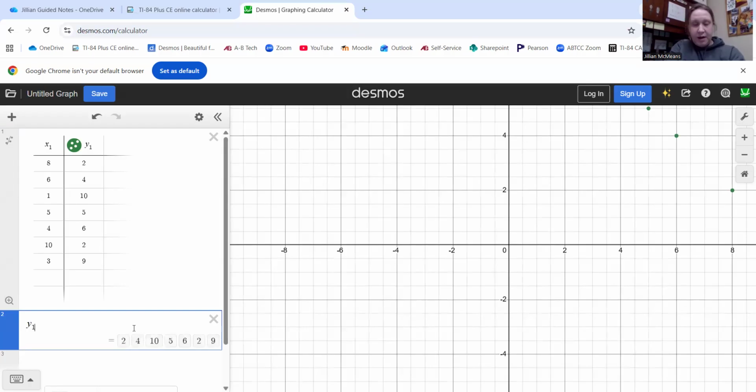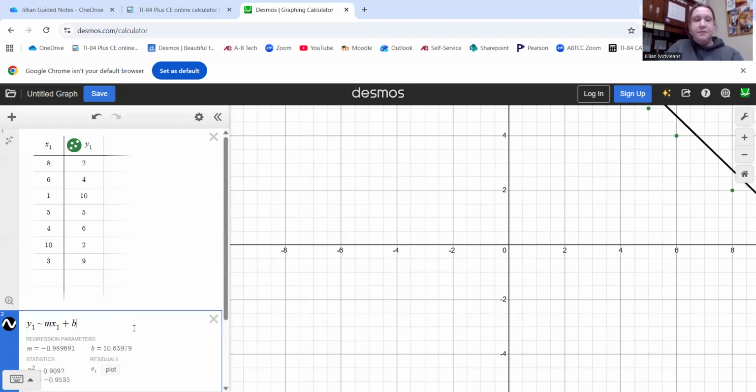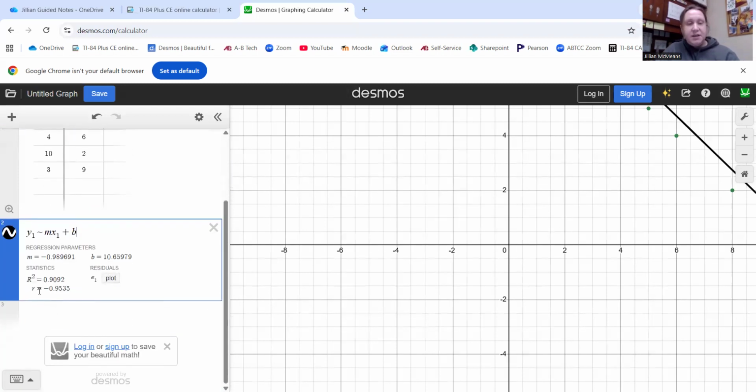Y underscore 1, leave the little subscript, and then type in the weird tilde, which is shift and the button that is to the left of the 1 on your regular keyboard. And then we want M, X underscore 1, leave the little subscript, and then plus B. And you can see that R, again, don't worry about R squared. R is calculated as -0.95, which is exactly what we got on the calculator.